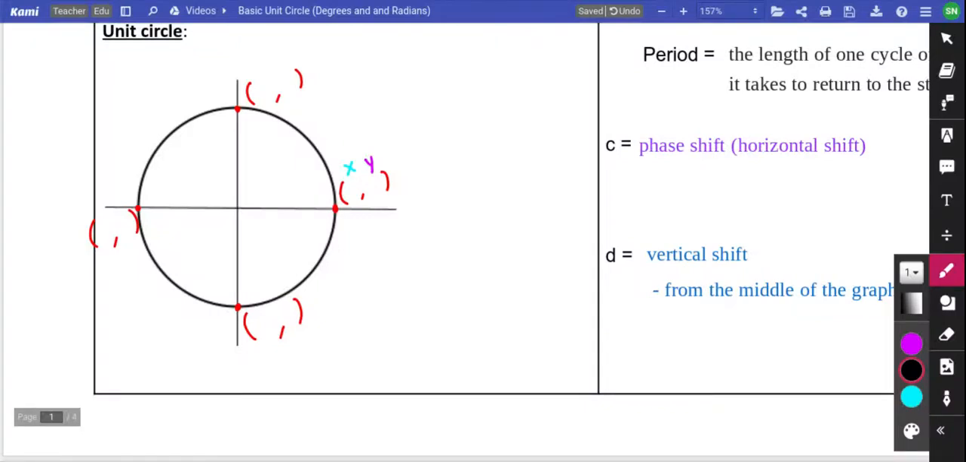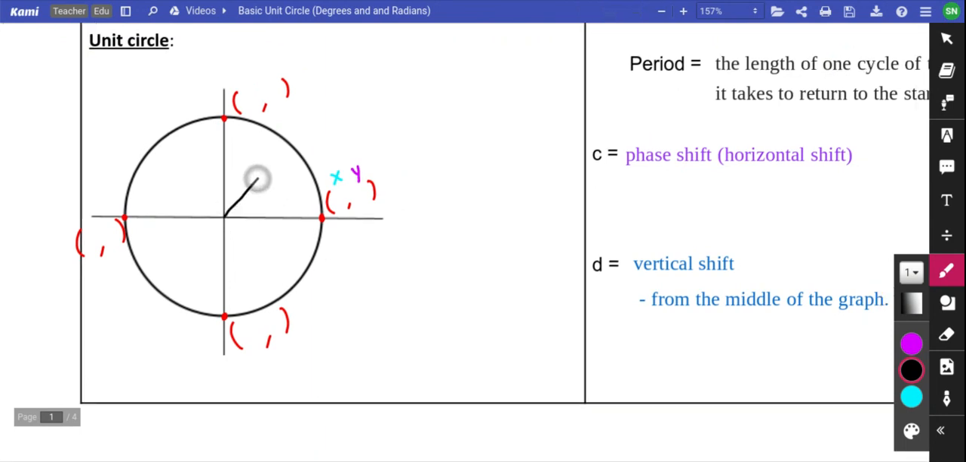Hello, in this video you will learn about the important parts of the basic unit circle, both in degrees and radians. The unit circle means the radius is equal to 1. Now we are going to get the coordinates of the 4 major points on the circle: top, bottom, left, and right. We will start with the one on the right.